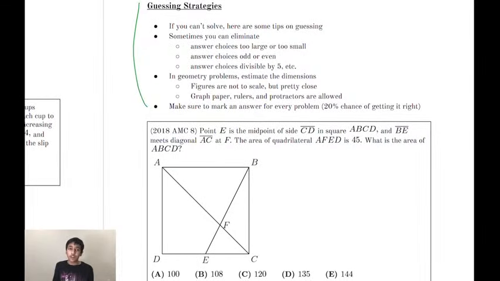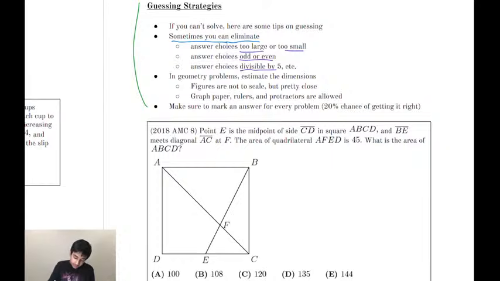Because sometimes you might be able to solve it, and solving is a 100% guarantee of getting it right. Because guessing, you can still have a pretty good chance of getting it wrong. So again, sometimes you can eliminate option choices to increase your chance of guessing. You can sometimes eliminate too large, too small, unreasonable, or odd or even, or sometimes maybe something like divisible by 5, or divisible by 6, or so on.